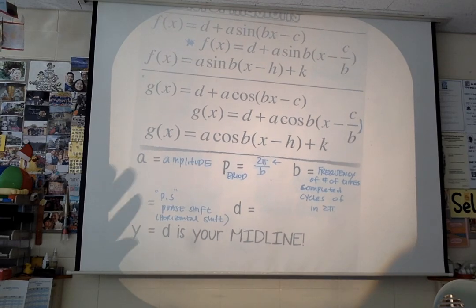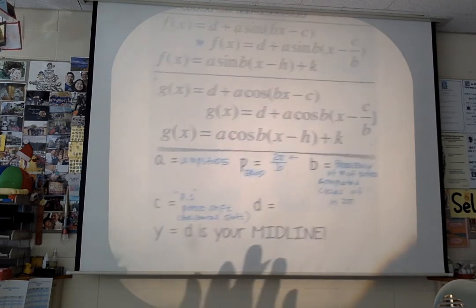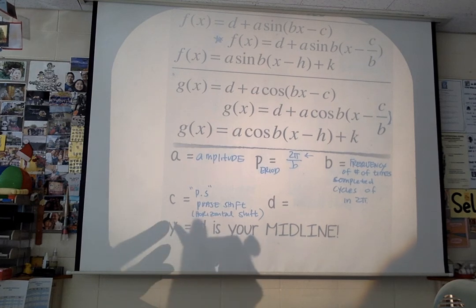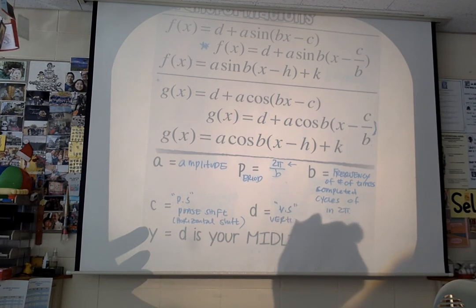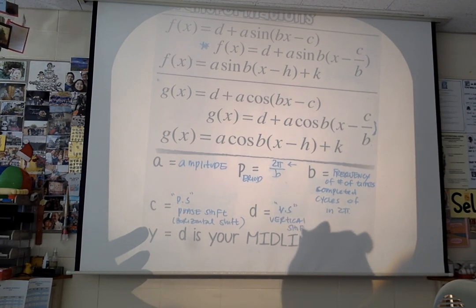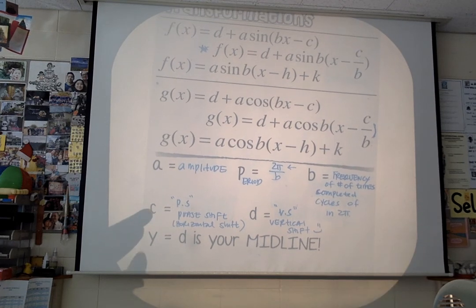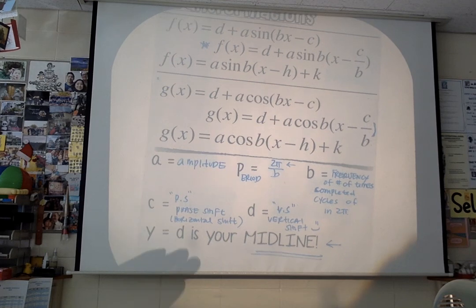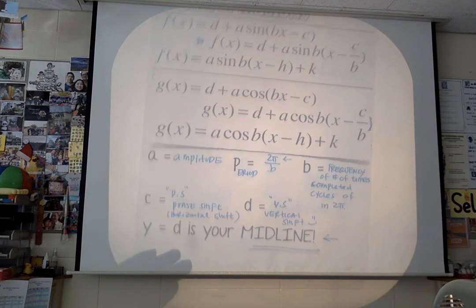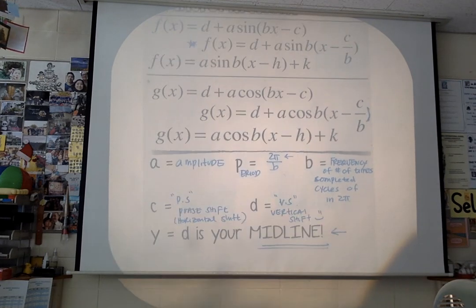Okay, and d, I'm going to also write another thing here, you guys. D is going to be your VS, which is your vertical shift. Okay, vertical shift. And y equals d is your midline, which, remember, was max plus min over 2, okay? Make sure you understand those, all right?